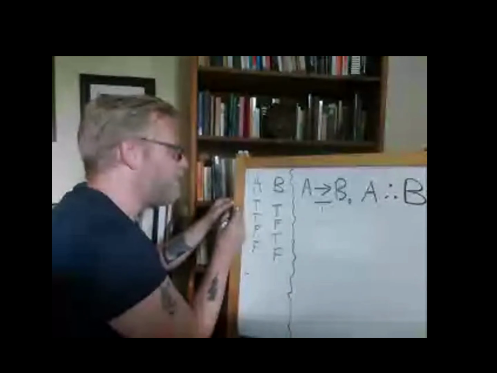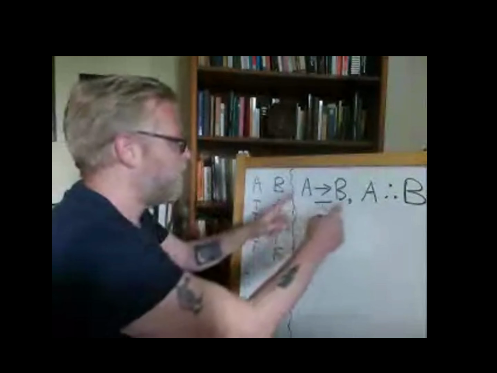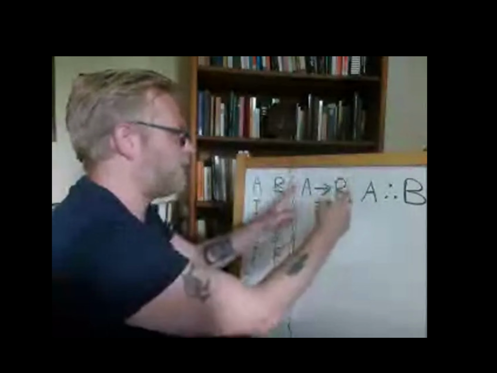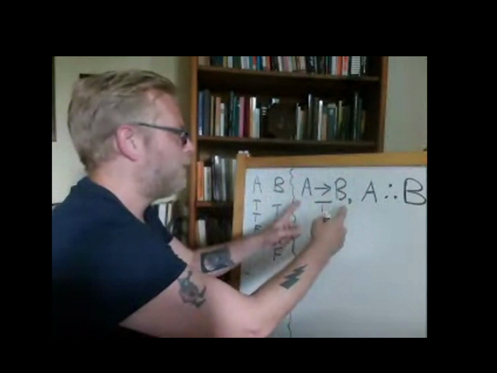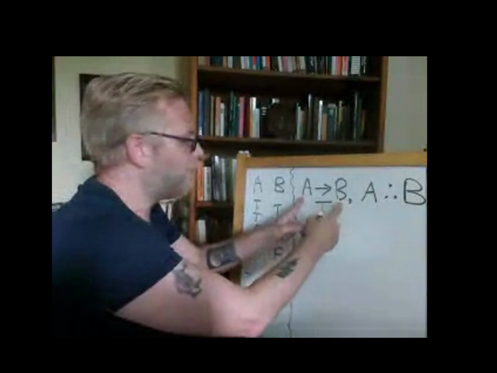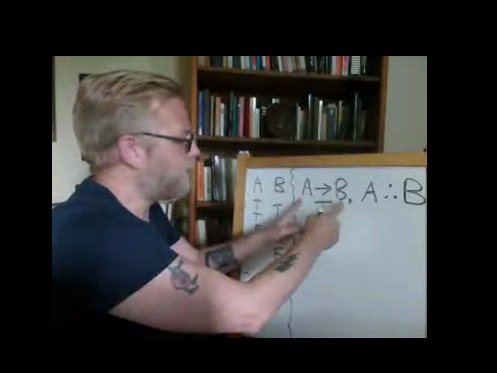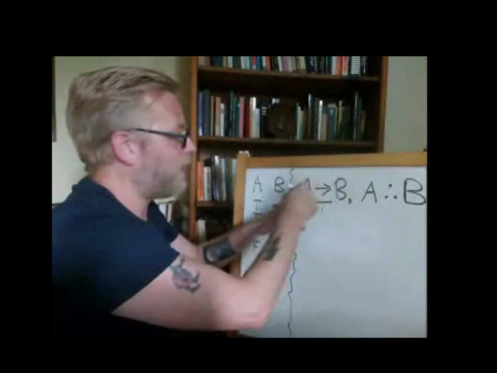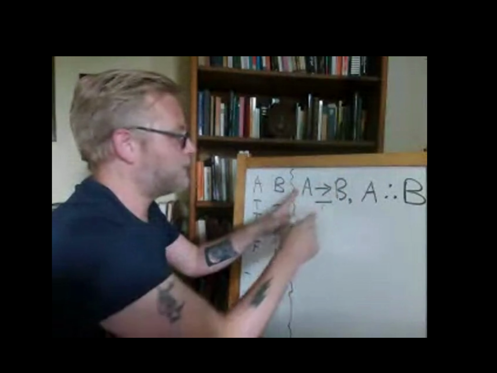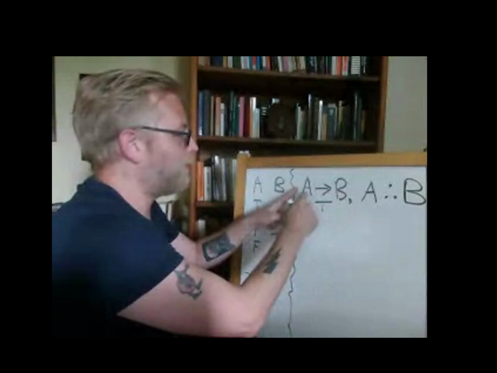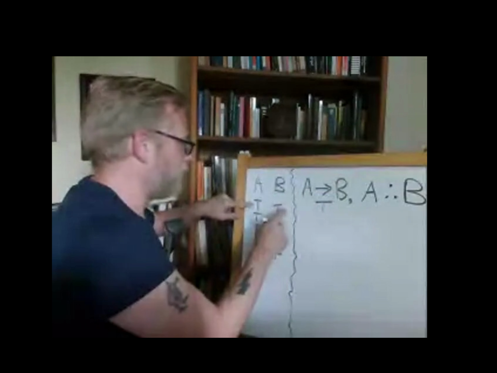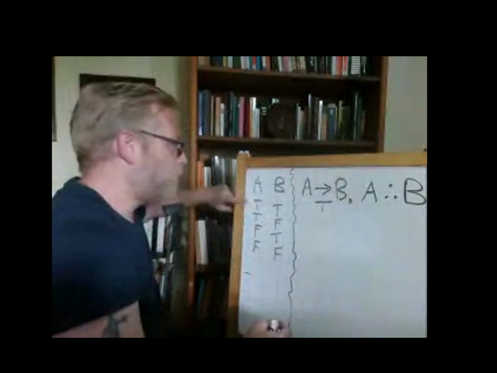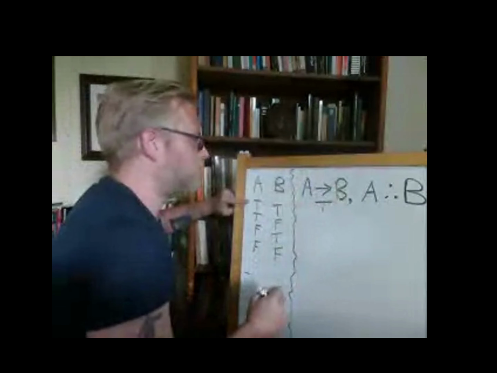We're in world 1, right? And we're trying to figure out, in world 1, what's the truth value of this premise, if A then B? Go back to your truth table for conditionals. The rule for conditionals is they're only false where the antecedent is true and the consequent is false. So in world 1, this conditional is true.